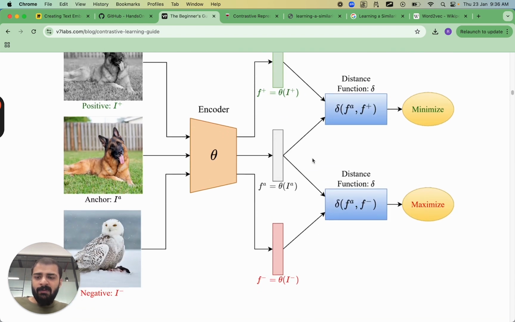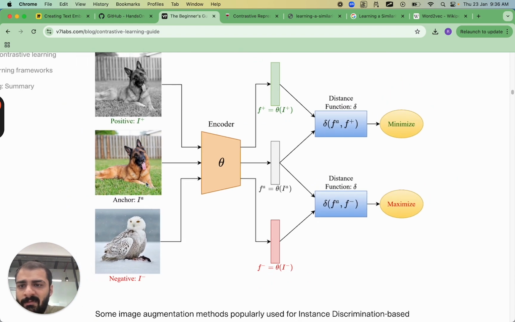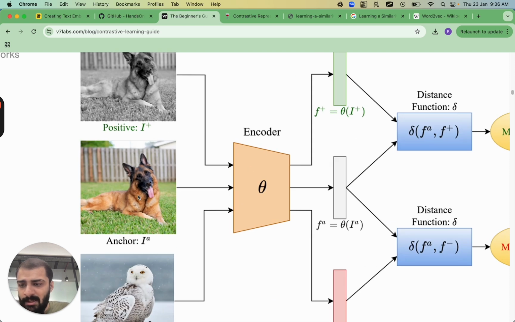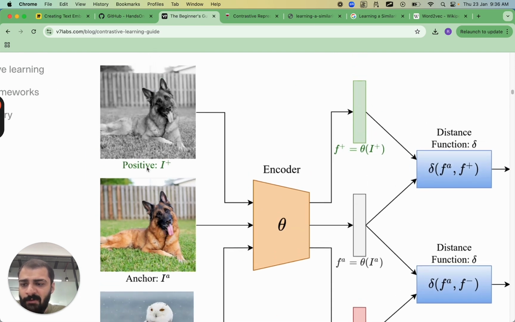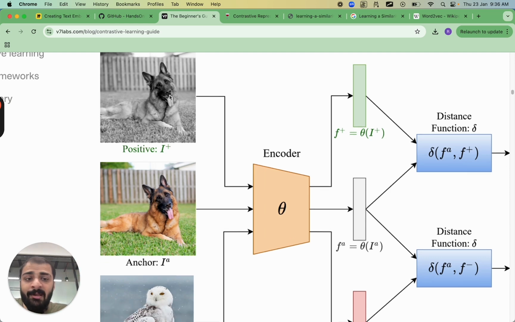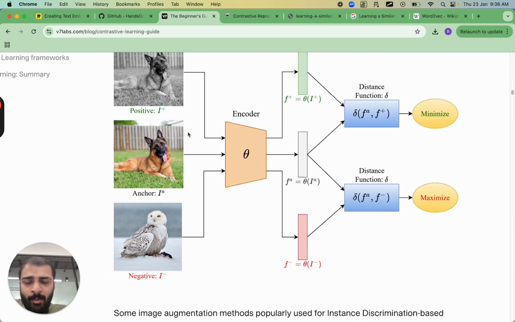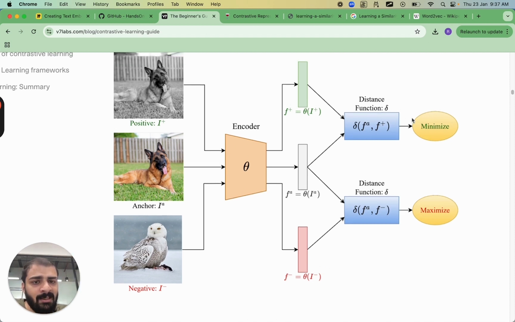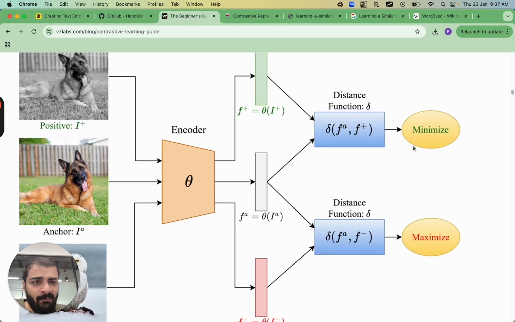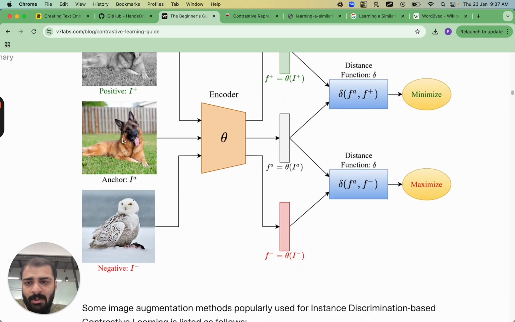Now, to define the loss function, here is another example. You have an anchor, which is that of a dog. To get the positive image, you don't take any new image from the data set, but you just add a color gradient to this dog. You can even rotate the image a bit. That's your positive image. And the negative image is that of a bird, let's say an owl. You project all of this and you get vectors, and then you minimize the distance between the anchor and the positive, and you maximize the distance between the anchor and the negative, and that's what defines your loss function.